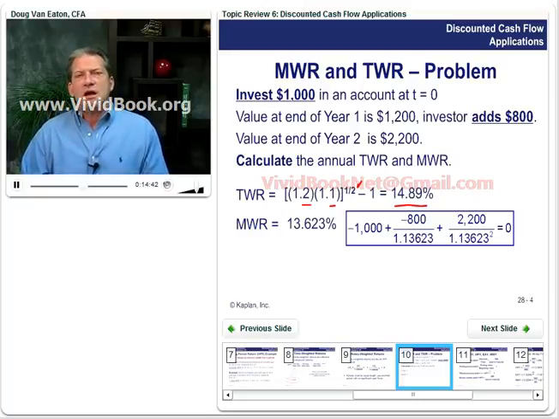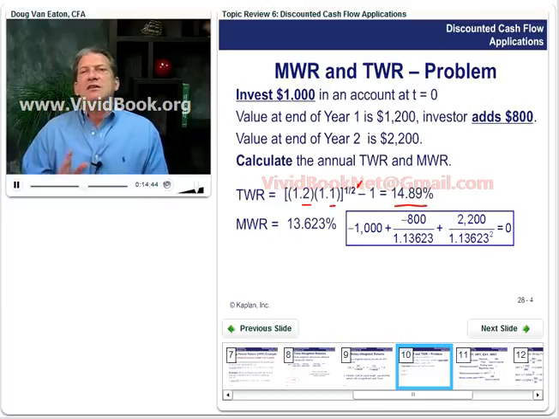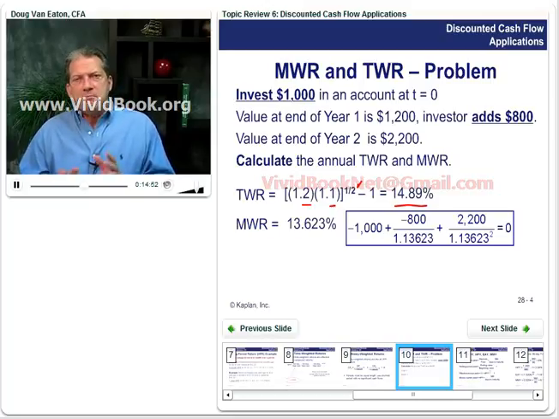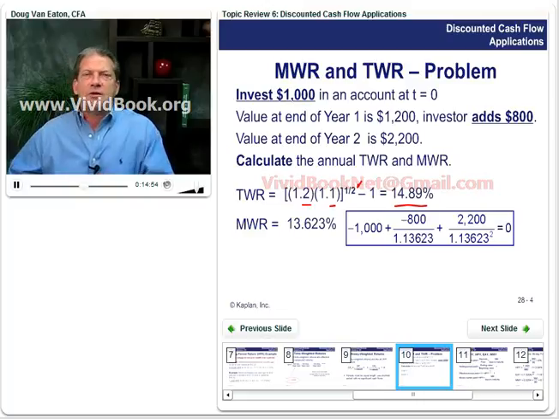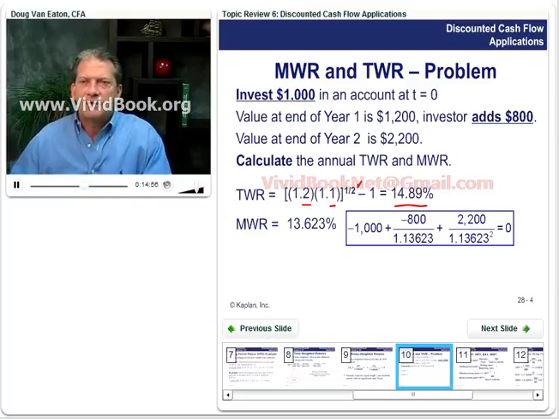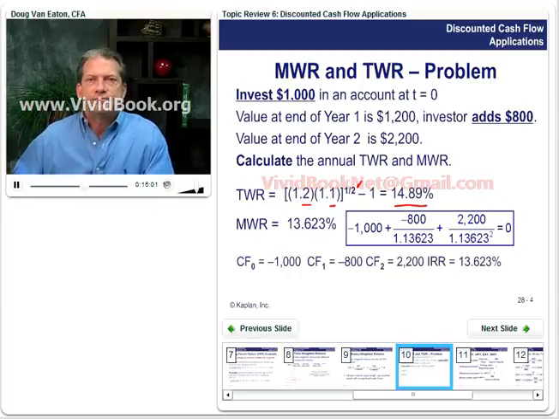So, which one should the manager be measured with? Well, we say the time-weighted rate of return because he didn't make any decisions about adding money to the account for that second year. We'll just hold the manager responsible for the returns during the period based on the money he starts the period with. So that's a money-weighted versus a time-weighted rate of return.